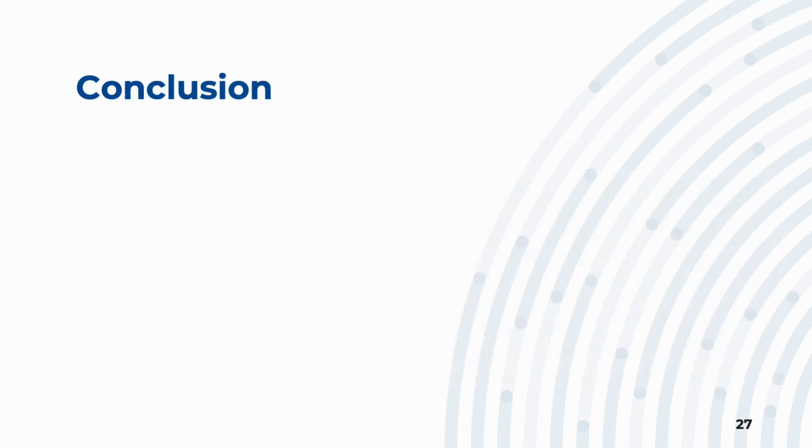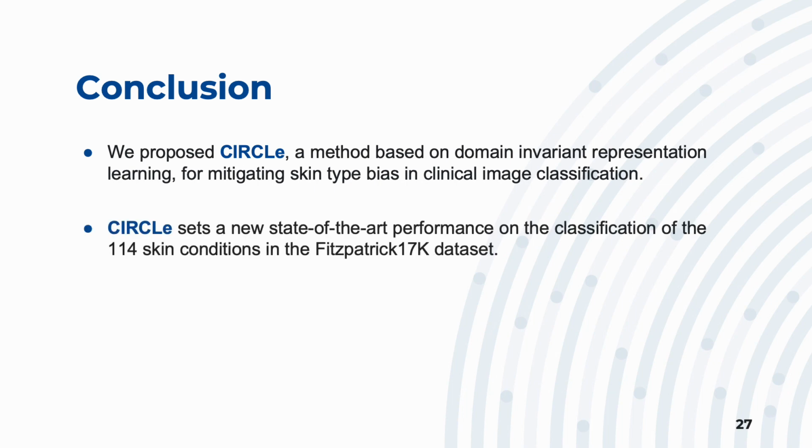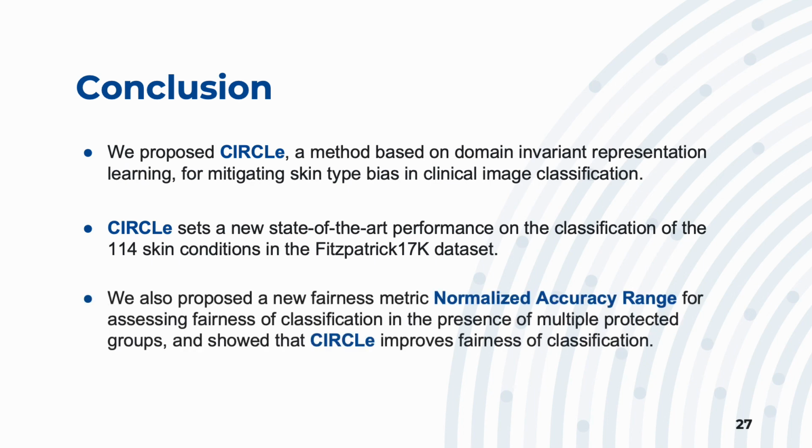So in conclusion, in this work, we propose Circle, a method based on domain-invariant representation learning for mitigating skin type bias in clinical image classification. Circle improves the accuracy for skin disease classification across different skin types for the Fitzpatrick 17K dataset and sets a new state-of-the-art performance on the classification of the 114 skin conditions. We also proposed a new fairness metric called normalized accuracy range for assessing fairness of classification in the presence of multiple protected groups and showed that Circle improves fairness of classification.